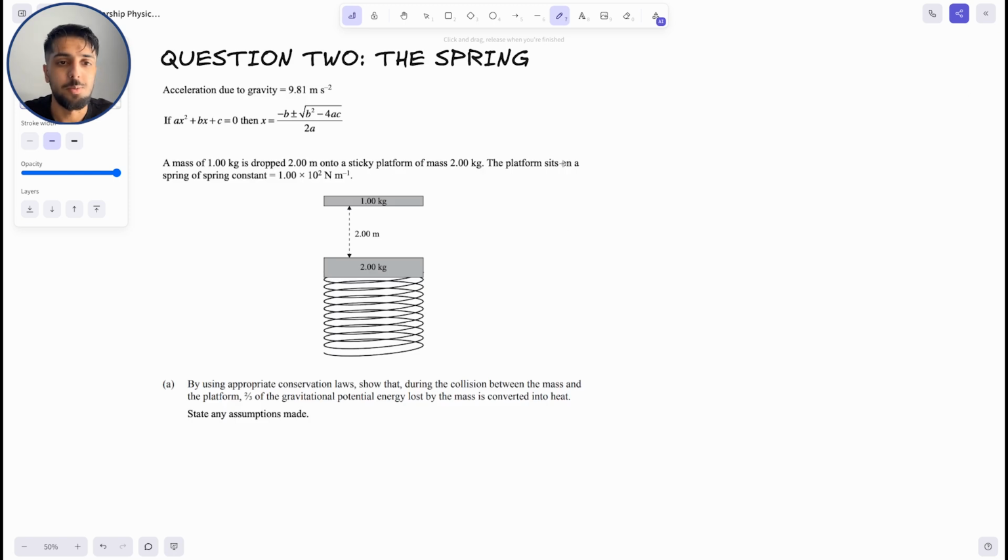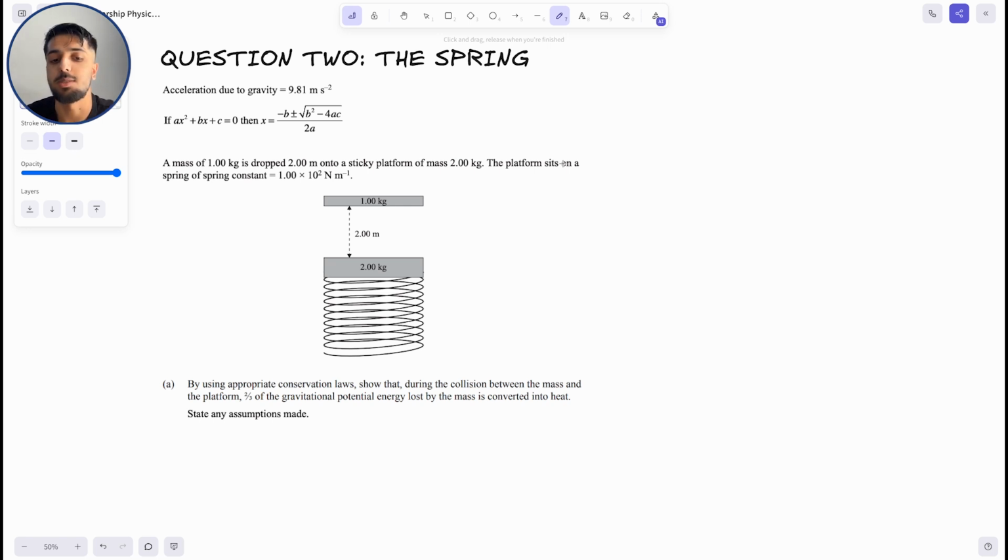Okay, question 2. A mass of 1 kg is dropped 2 meters onto a sticky platform of mass 2 kgs. The platform sits on a spring with a spring constant of 100 newtons per meter. By using approximate conservation laws, show that during the collision between the mass and the platform, 2/3 of the gravitational potential energy lost by the mass is converted into heat.